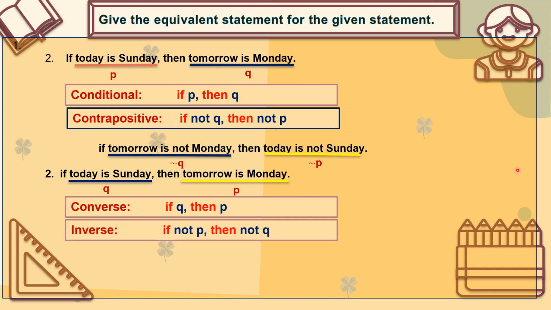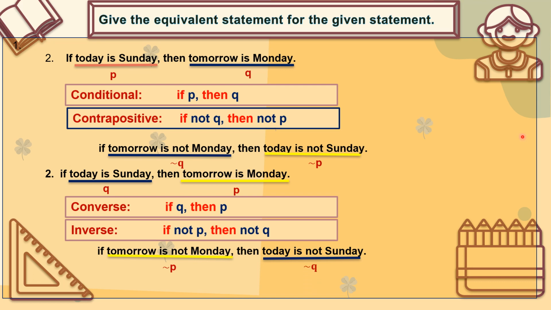So, inverse naman. Pag inverse, if not P, then not Q. Nakanegate si hypothesis at nakanegate si conclusion. So, ito po yung statement. If tomorrow is not Monday, then today is not Sunday. So, ano ang ating hypothesis? Tomorrow is not Monday. Ayan po ang ating hypothesis o yung ating not P. Kasi nakanegate na rin. Okay, yung today is not Sunday, siya po ang ating not Q. Or yung conclusion. Ayan, not Q na siya.